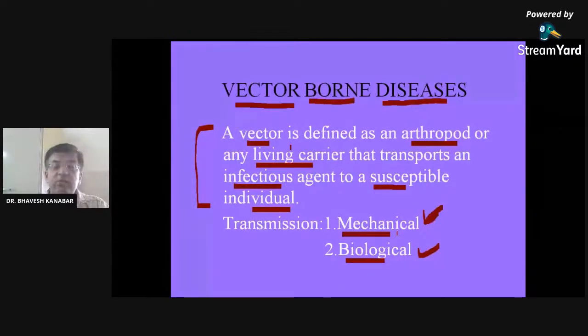Whereas in mechanical transmission, there is no multiplication or change of form of the organism inside the body of the vector. So that is called mechanical transmission, right? Yes, female Anopheles, that is the correct answer. Anopheles is the mosquito which transmits malaria. So that is the difference between mechanical and biological transmission.